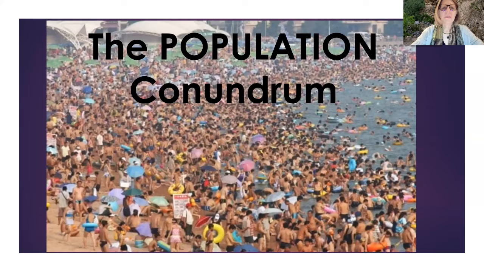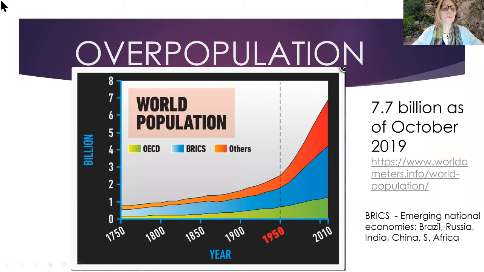So I'm calling it the population conundrum, and we might as well start by looking at exactly how many people there are. 7.7 billion as of October 2019. We can see in this graph that goes from 1750 to 2010 that it was pretty much steady growth until about 1950, and then population really just took off.